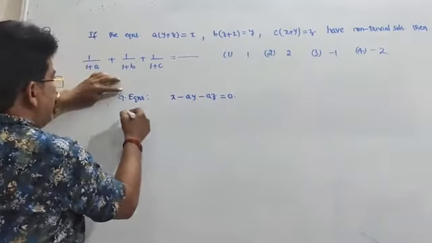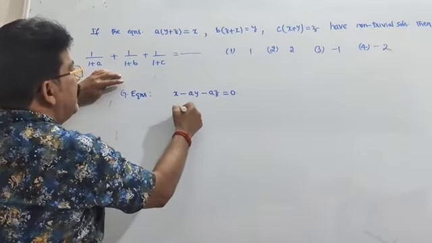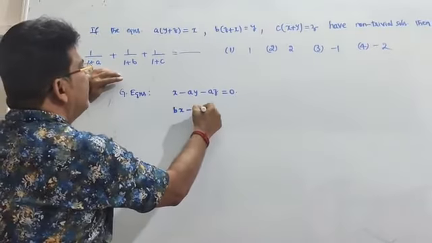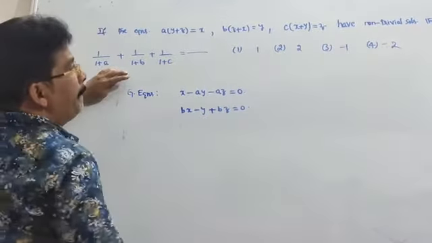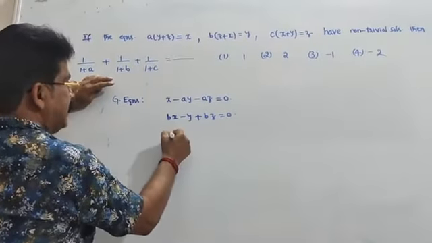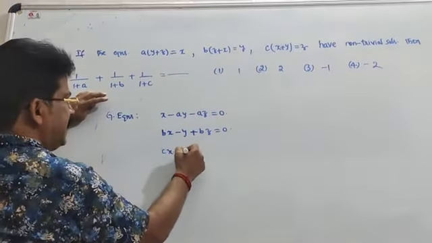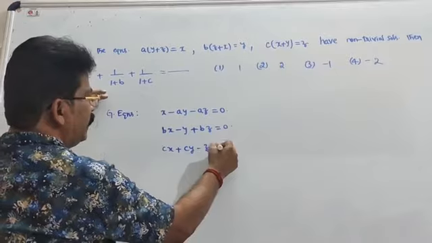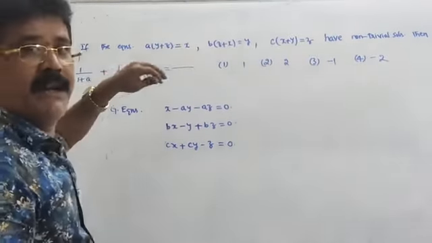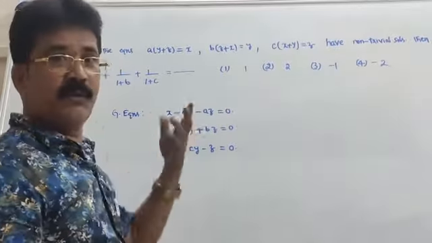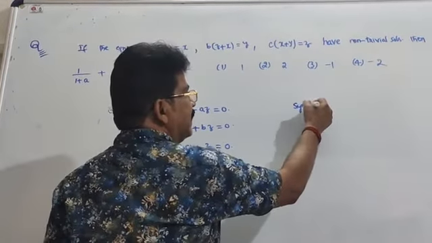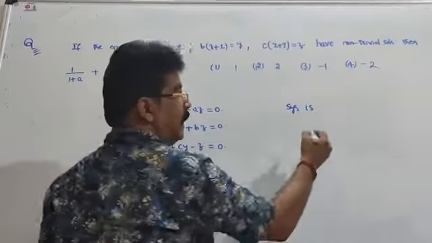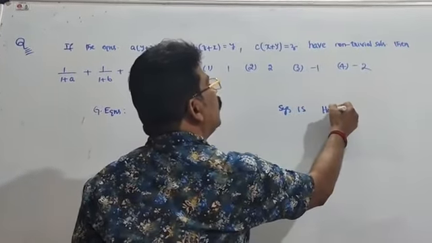Second equation: bx − y + bz = 0. Third equation: cx + cy − z = 0. So clearly the system has no constant. Therefore, what kind of system is it? Homogeneous.